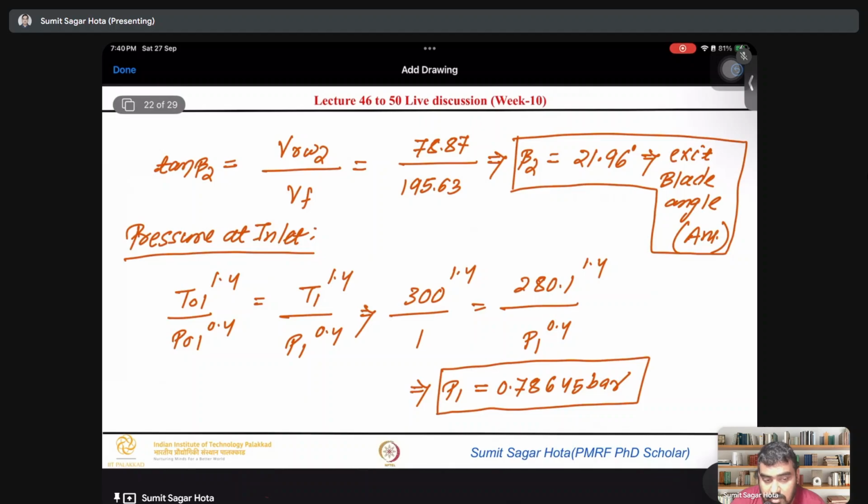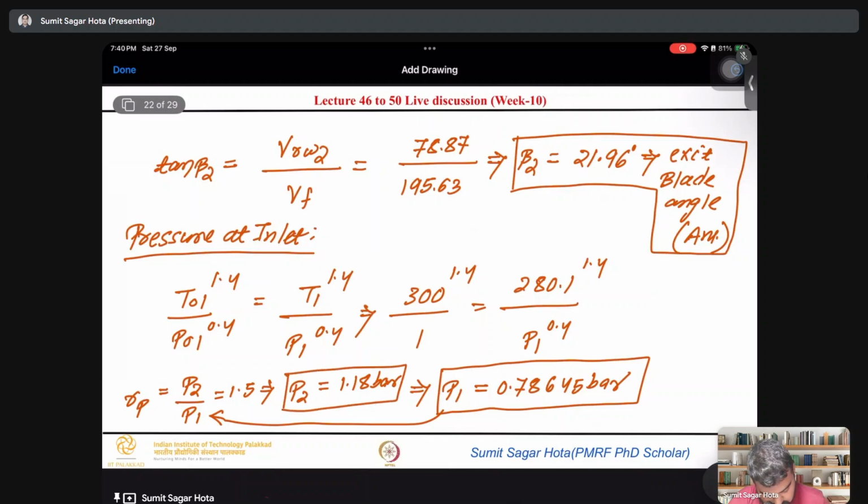We already know the RP is the pressure ratio, which is P2 by P1. We already know the value. So RP is equal to P2 by P1 is equal to 1.5. So P2 is equal to 1.18 bar. If you substitute the P1 value from here, we can calculate P2 as 1.18 bar.